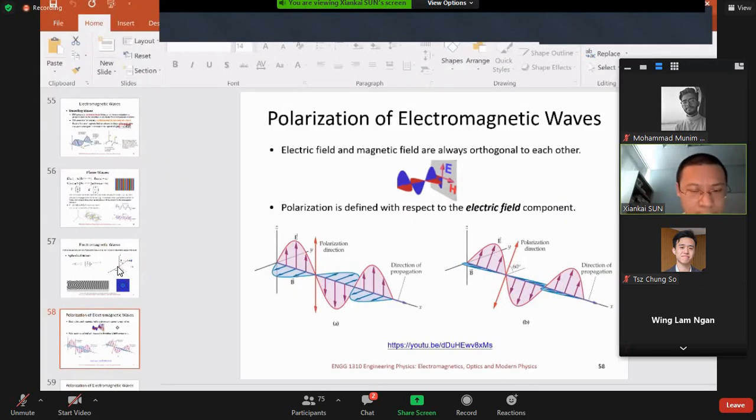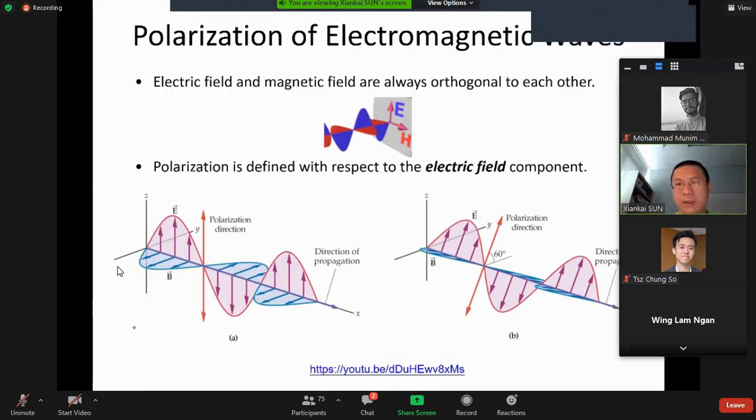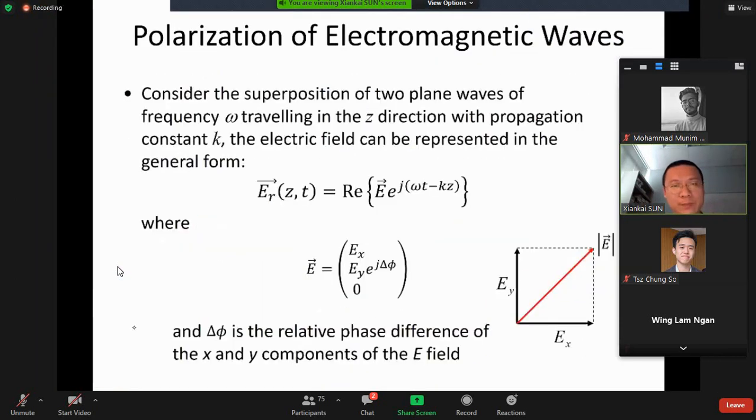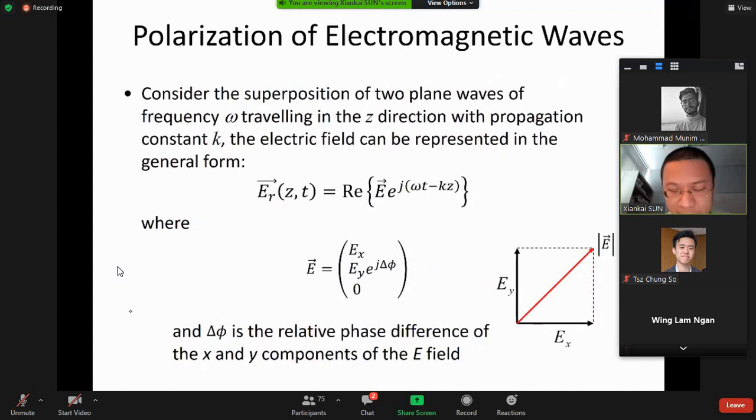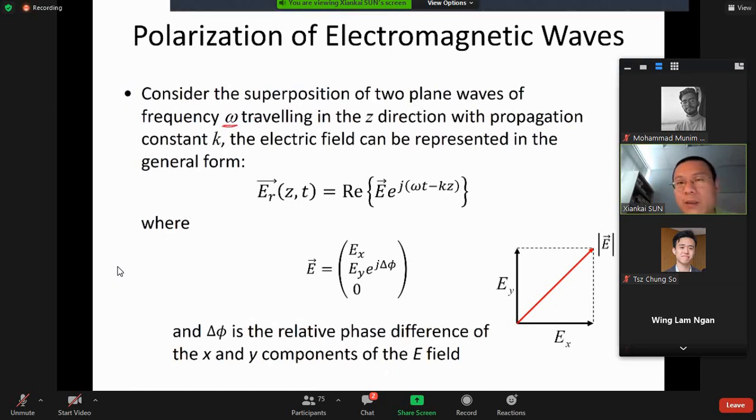Okay, so let's come back to the PowerPoint slides. So moving on to the next. Just now you watched the animation for linearly polarized and circularly polarized light. So what do they mean? Consider the superposition of two plane waves of frequency omega traveling in the z direction with propagation constant k. The electric field can be represented in the general form.